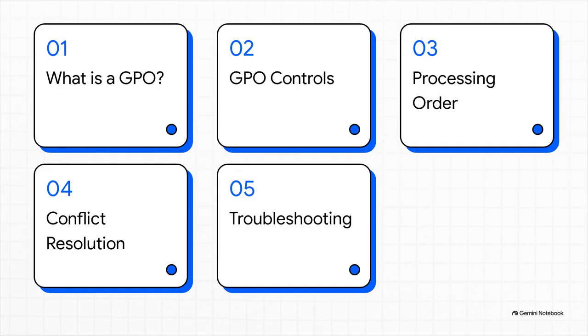Okay, let's pull up the infographic map we're building today. First up, we'll cover what a GPO actually is. Second, what they can control. Third, the LSDOU processing order. Fourth, we'll look at enforced versus block inheritance. And finally, we'll wrap up with some essential troubleshooting commands.